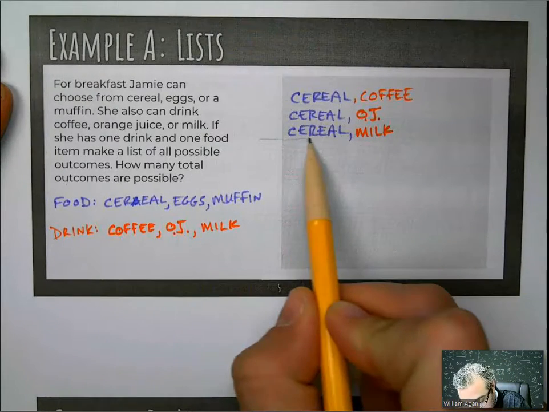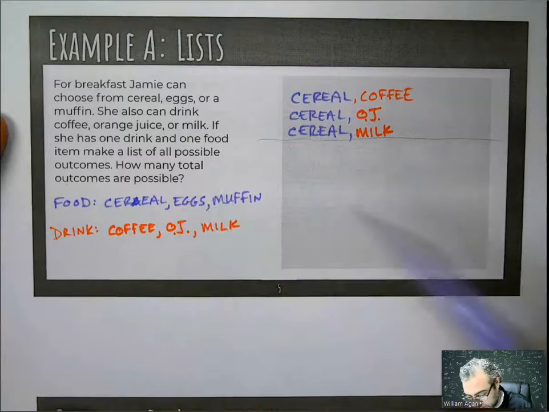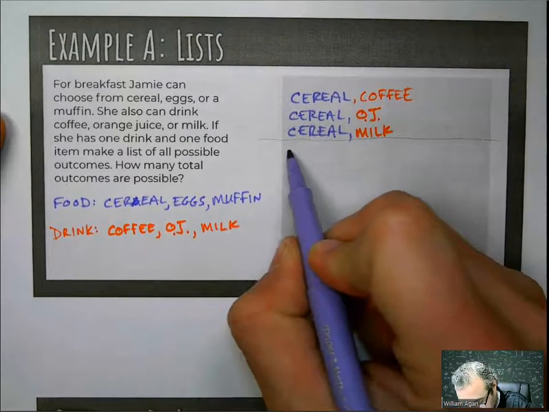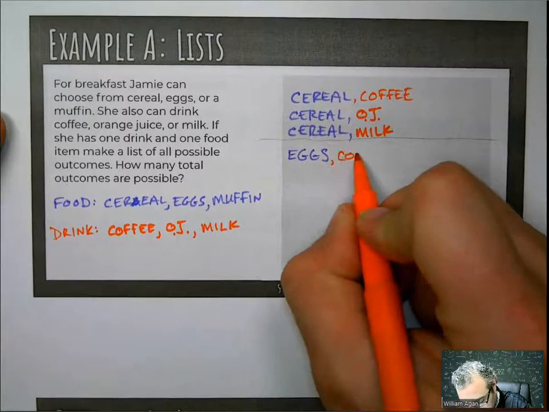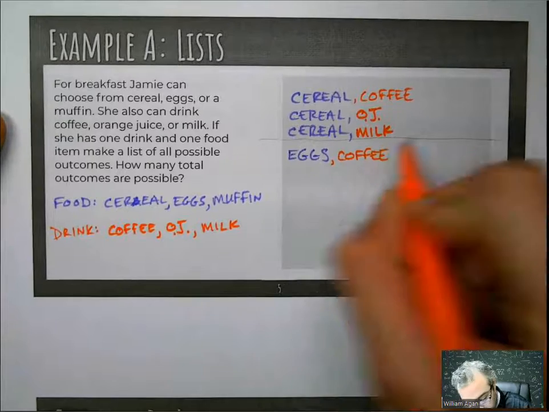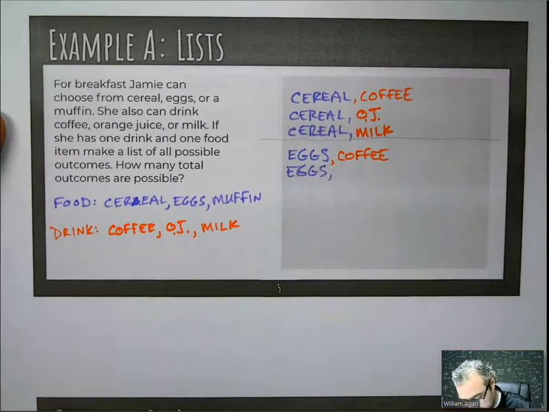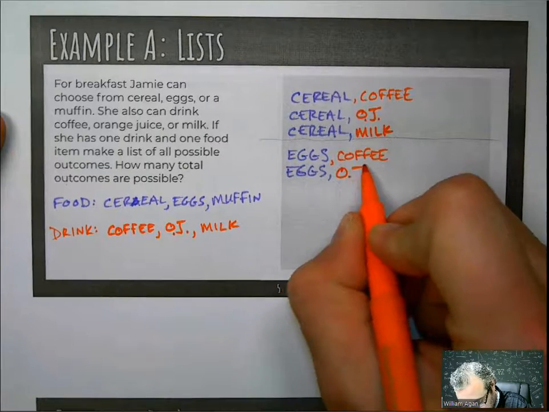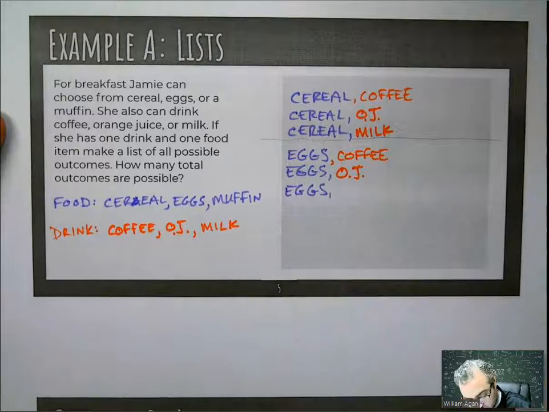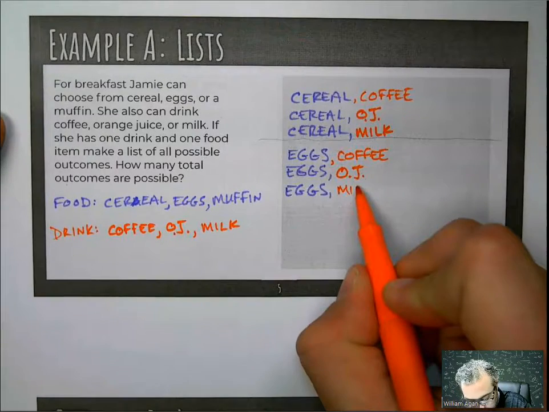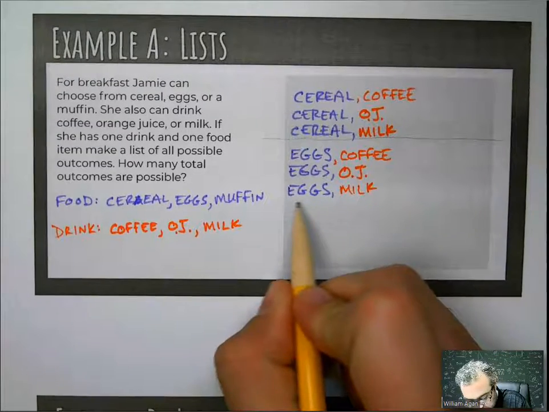Okay, I'm going to put just a little imaginary line right there. And I'm going to go on to the next food item. Okay, eggs. She can get eggs with coffee. She can get eggs with OJ. She can get eggs with milk. Those are all of the options that she has if she chooses eggs.